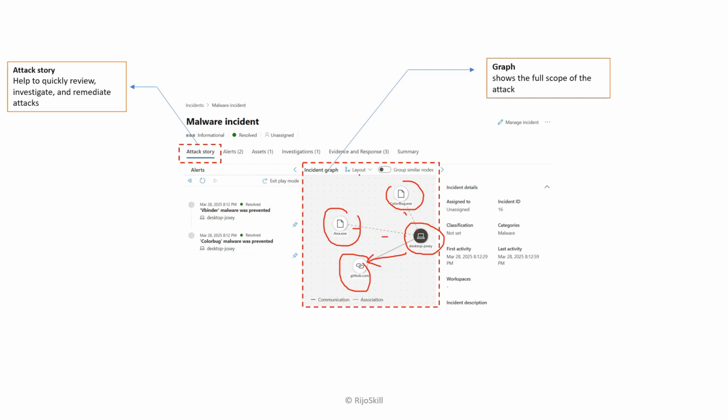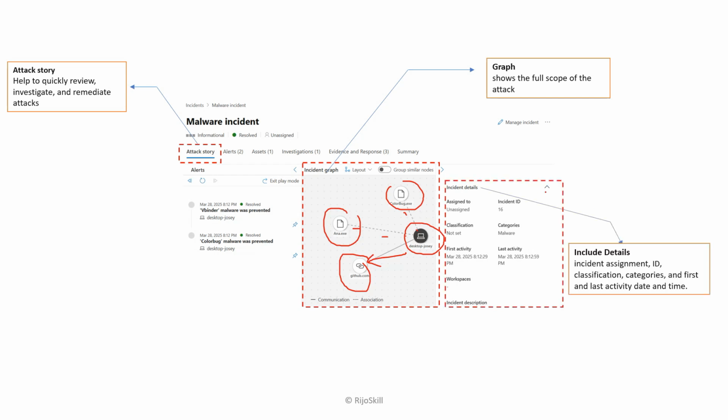So in the incident graph you can get more details once you go to the portal. Just look at the incident details. Incident details include the assigned incident ID, classification, category, and the first and last activity date and time. You can see when the first activity happened and when the last activity happened, when the incident was resolved. You can see all this information in the incident details.